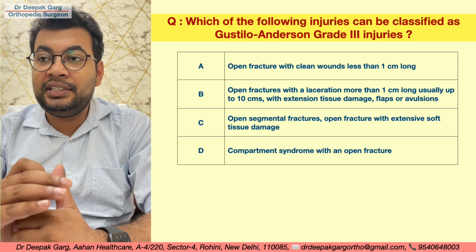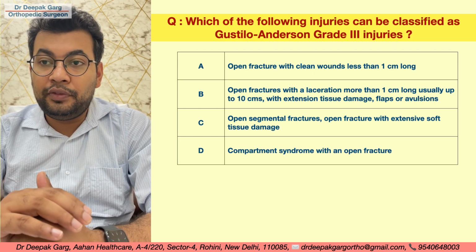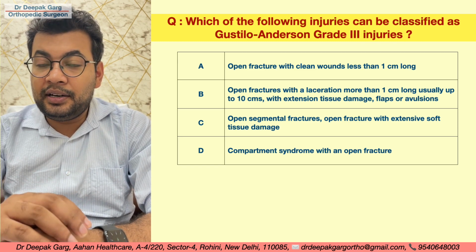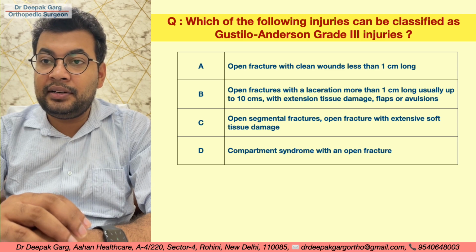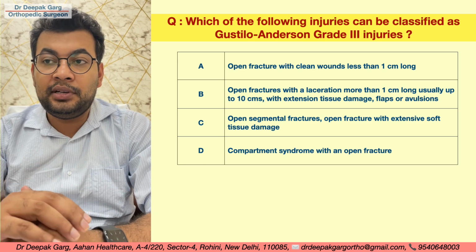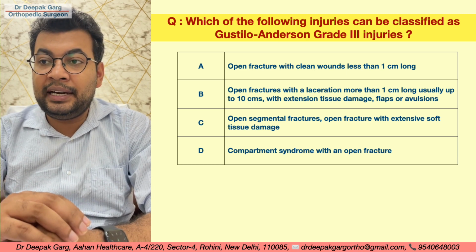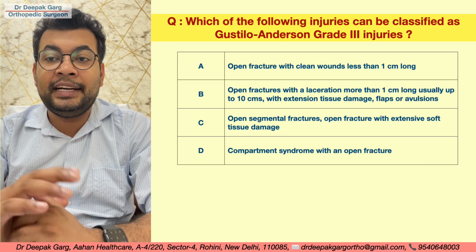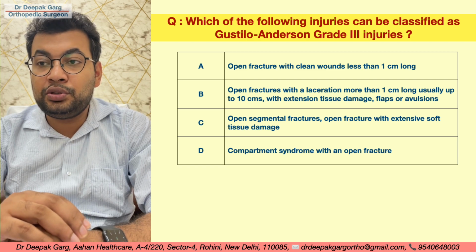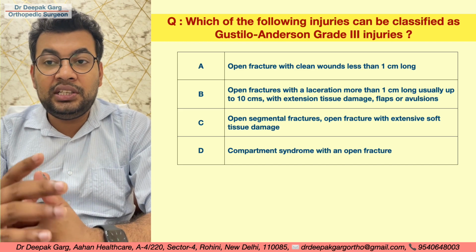Which of the following injuries can be classified as Gustilo-Anderson stage 3 injuries? We already know stage 3 is wound size more than 10 centimeter. Option A, open fracture with a clean wound less than 1 centimeter long: no, it is more than 10 centimeter, wrong. Open fracture with laceration more than 1 centimeter long, usually 1 to 10 centimeter, is grade 2, not grade 3, so it is wrong. Open segmental fracture, this is true. Open fracture with extensive soft tissue damage, yes, this is true. So stage 3, this would be the answer.